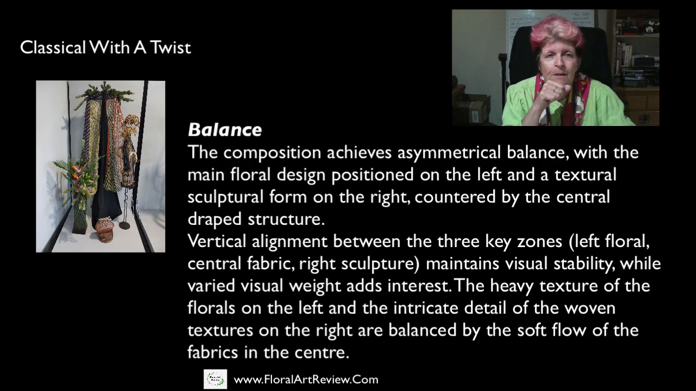We look at balance. First of all, the composition achieves asymmetrical balance, with the main floral design positioned on the left and a textural sculptural form on the right, countered by the central draped structure. Vertical alignment between the 3 key zones, left floral, central fabric, right sculpture, maintains visual stability, while varied visual height adds interest. The heavy texture of the florals on the left and the intricate detail of the woven textures on the right are balanced by the soft flow of the fabrics in the centre.